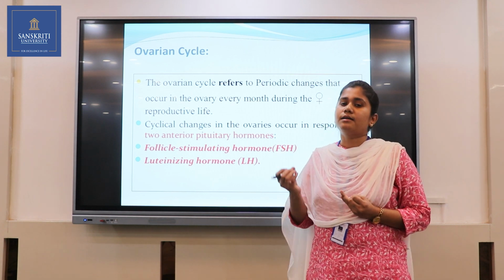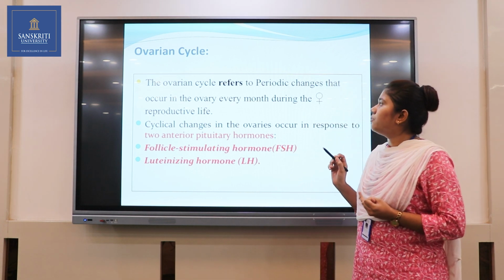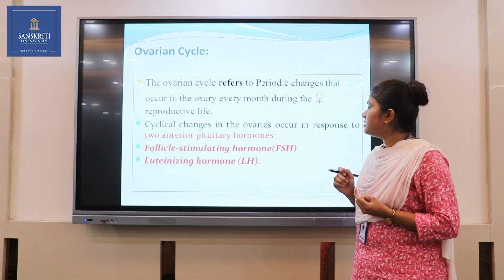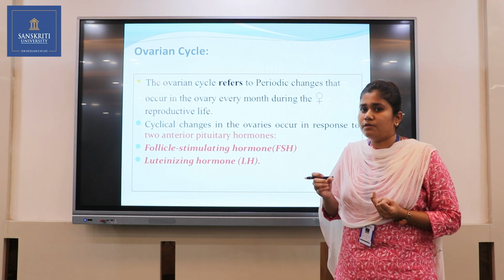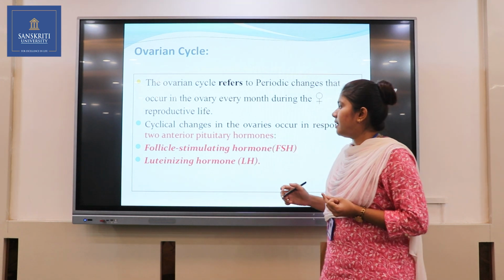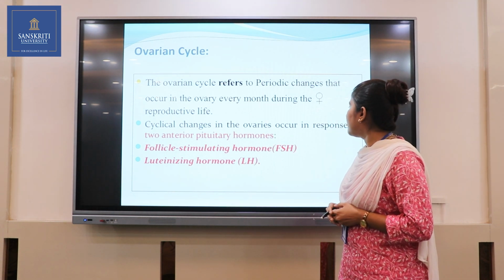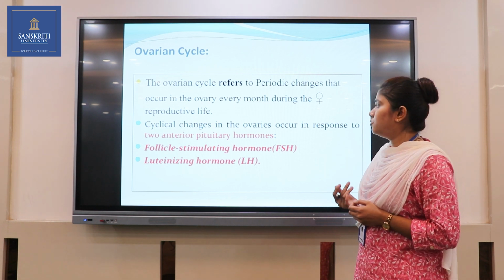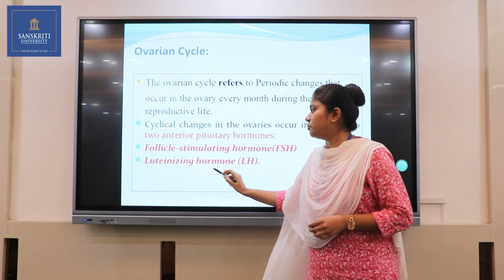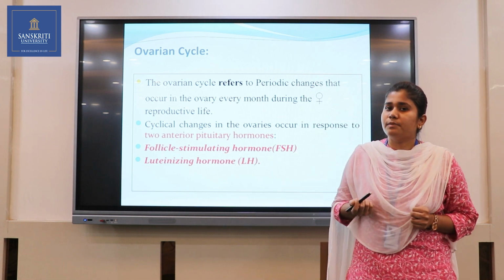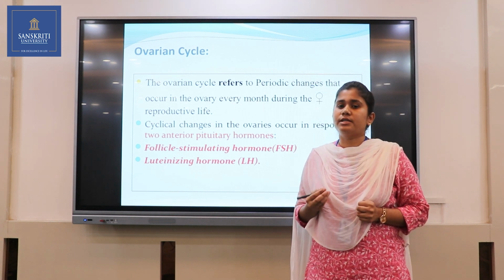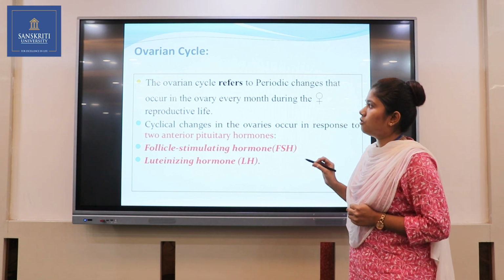What are the changes that occur in the ovaries? The ovarian cycle refers to the periodic changes that occur in the ovary every month during the reproductive life. What is the reproductive life? That is 13 to 45 or 49 years of age. Cyclic changes in the ovary occur in response to anterior pituitary hormones, that is follicular stimulating hormone and luteinizing hormone. Follicular stimulating hormone is responsible for the maturation of the Graafian follicles, and luteinizing hormone is responsible for the ovulation process. So this is the ovarian cycle.